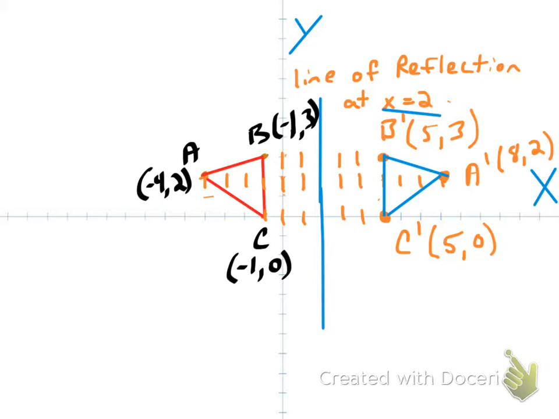Now if you notice something, all the y's right here are the same. They stayed the same for each point. They didn't change. The x's do change. And let's see if we can figure out a pattern for how they change. So this is how they change. You go from negative 4, let's look at A right here, from negative 4 to 8.